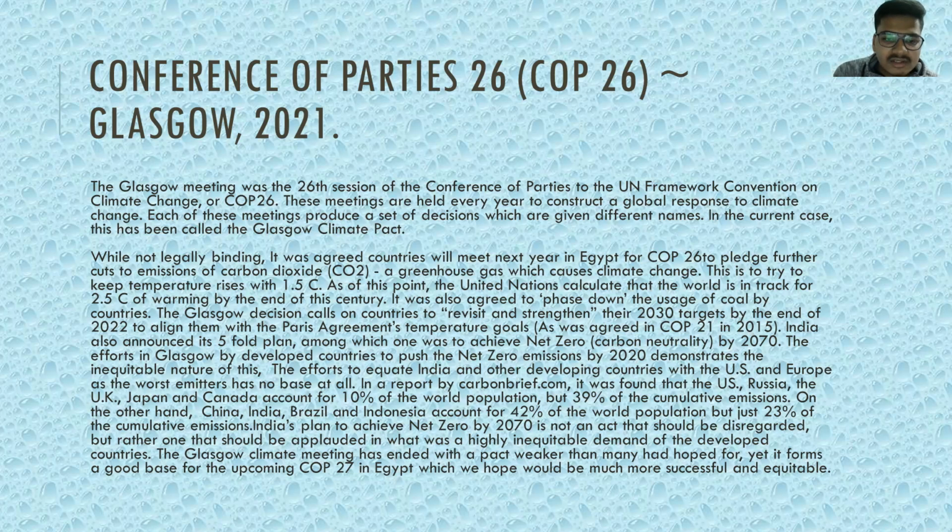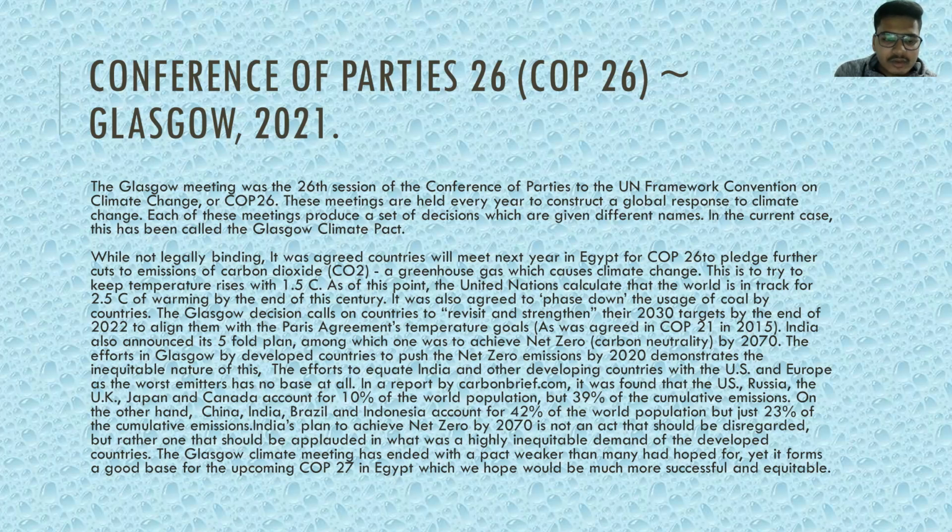The Glasgow decision calls on countries to revisit and strengthen their 2030 targets by the end of 2022 to align them with the Paris Agreement's temperature goals, as was agreed in COP21 in 2015. India also announced its five-fold plan, among which one is to achieve net zero carbon neutrality by 2070.